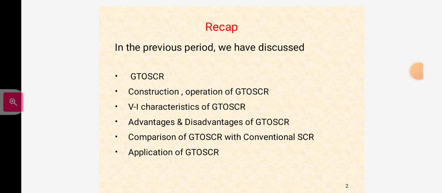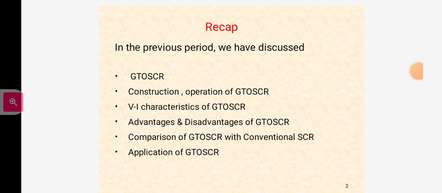So, compared to SCR, the GTO SCR is more reliable. It has high efficiency. It has fast switching speed. No need of a commutation circuit to turn off, and more di/dt ratings at turn on, and it has high efficiency because of elimination of commutation losses.